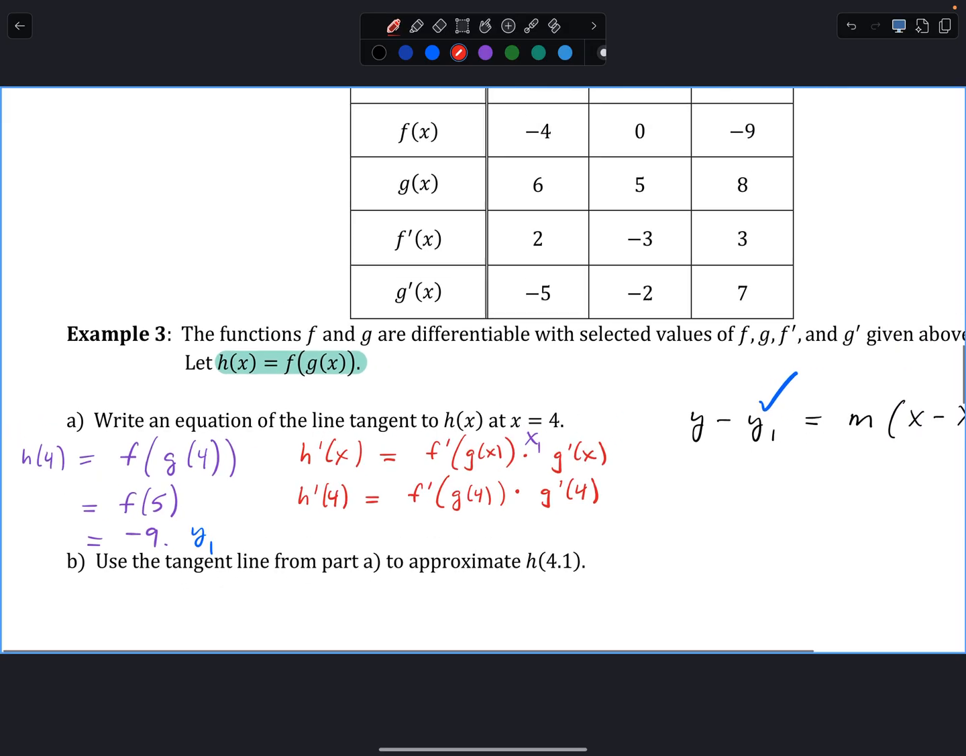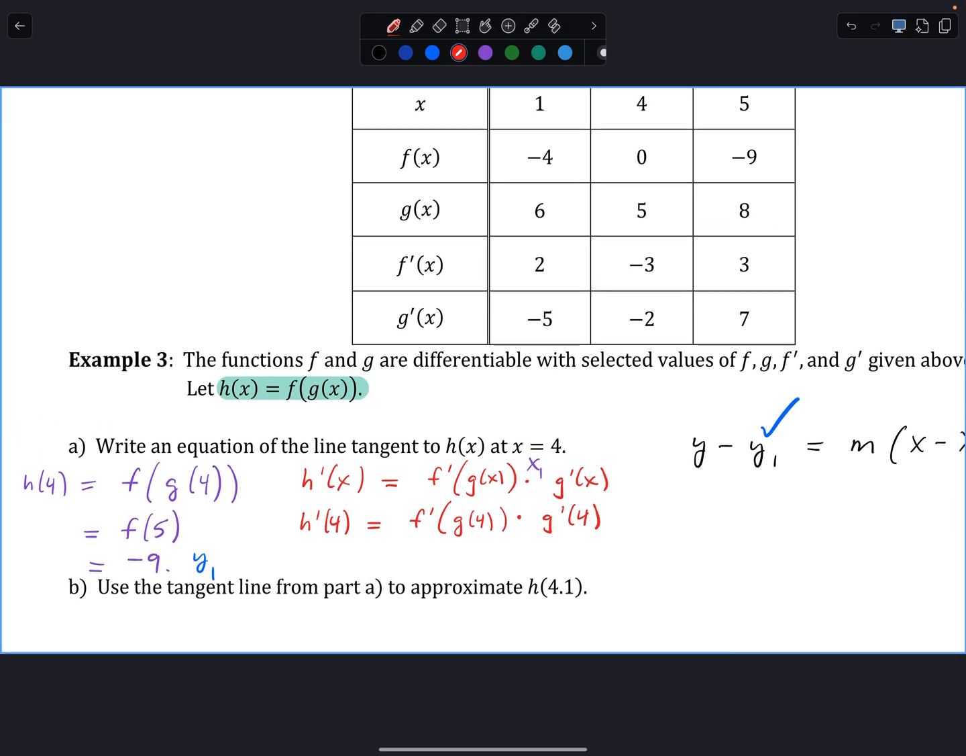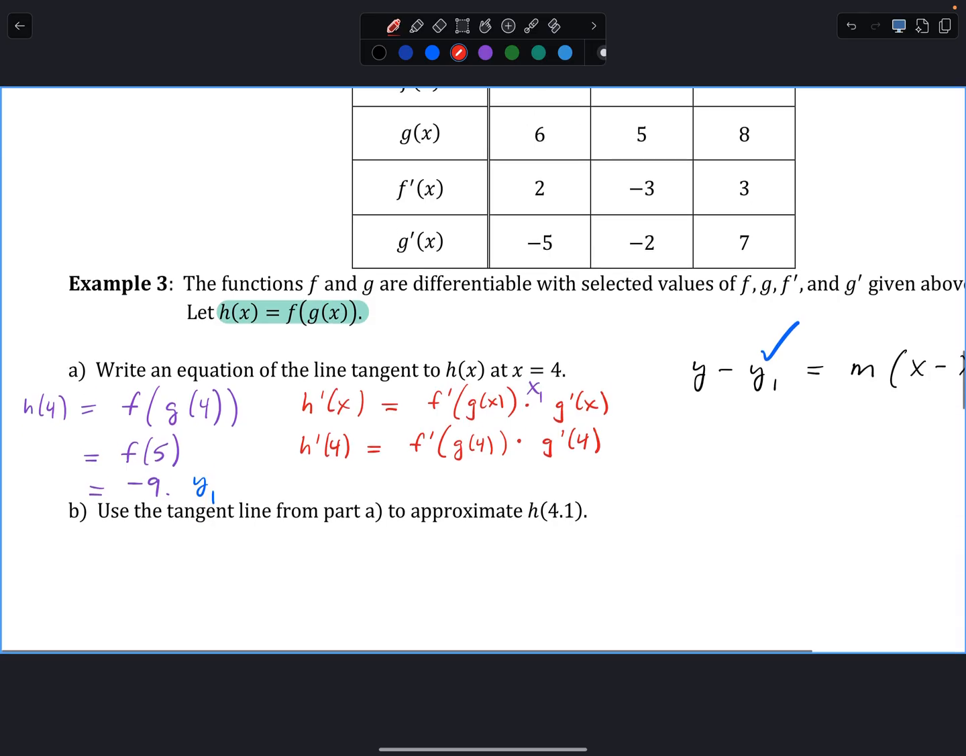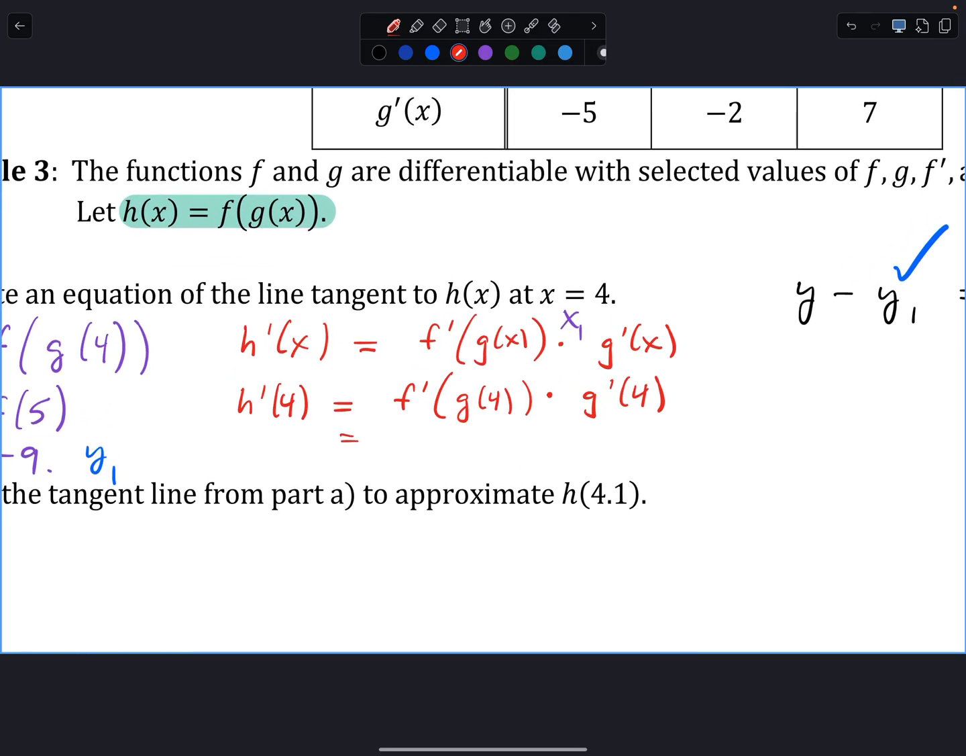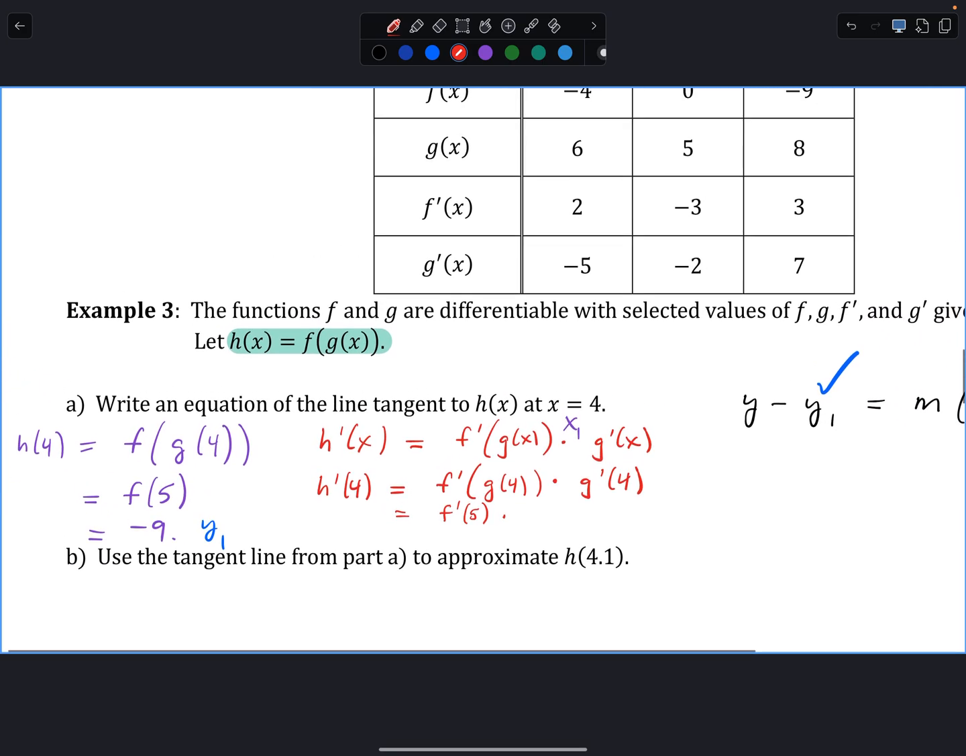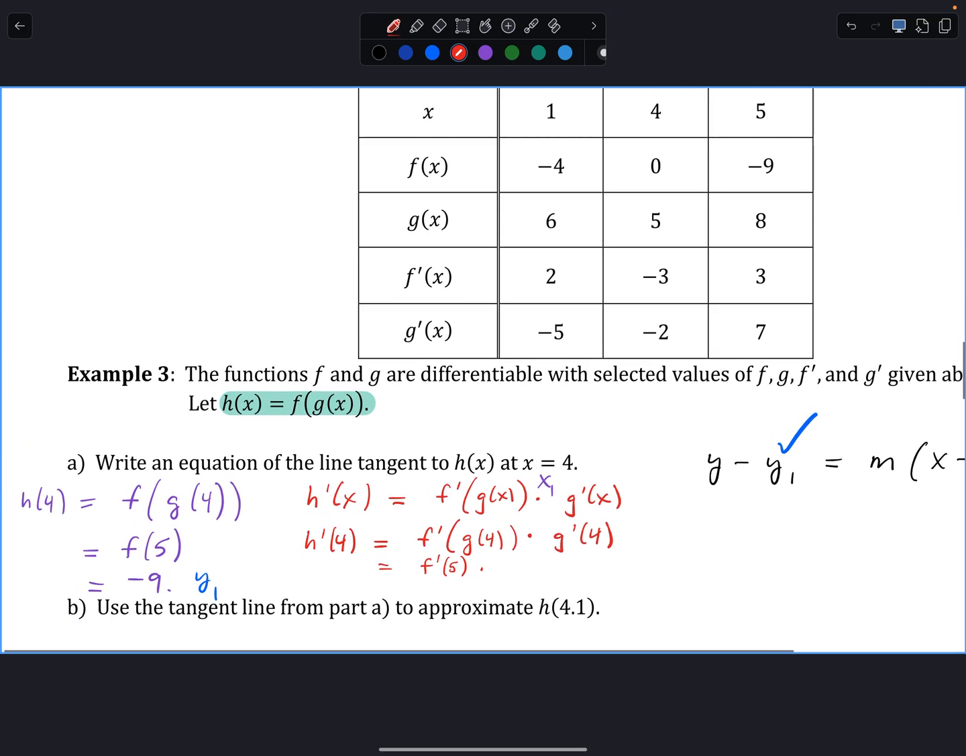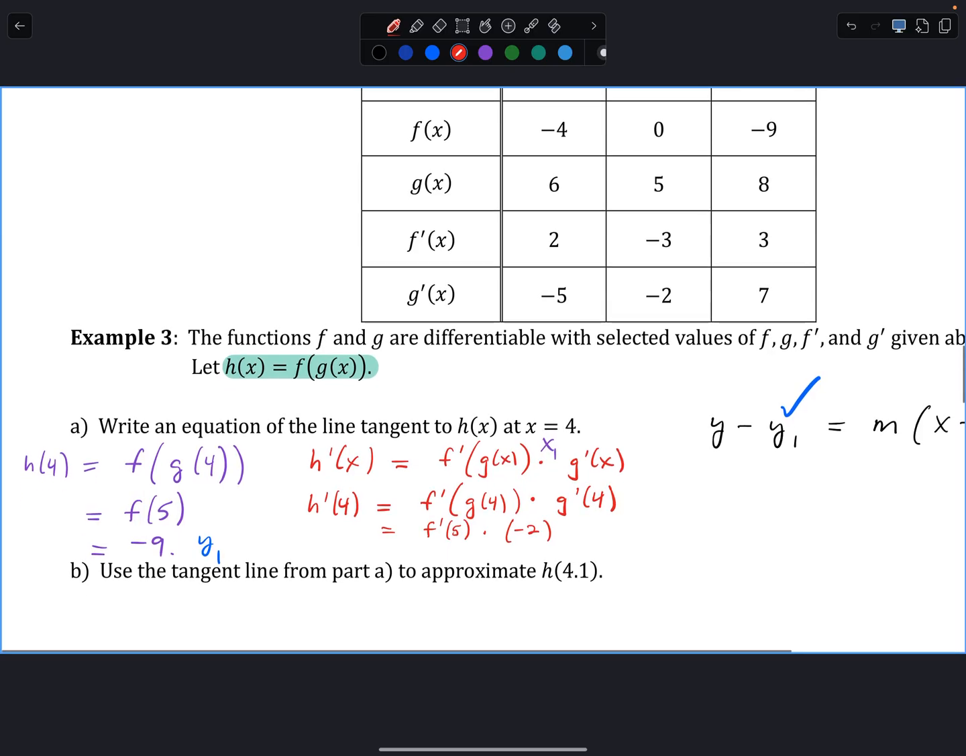So if I go to my table, if I look here, I need to do the inside first. What was g of 4 from over here? 5. So it's going to be f prime of 5 times, what is g prime of 4? -2. Okay. F prime of 5 is 3. So this is going to be 3 times -2, and that's just -6.